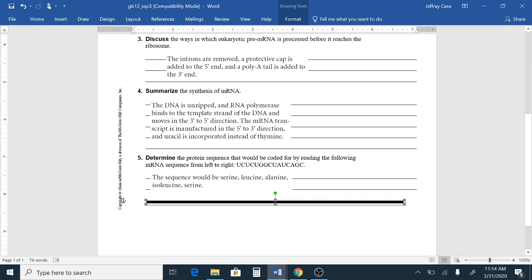So to break this down, you would look up UCU, then you would hopefully find serine. Then you would look up CUG, leucine, GCU, alanine, AUC, isoleucine, AGC, serine. All right. So again, you'll utilize your codon chart or codon wheel, whatever.